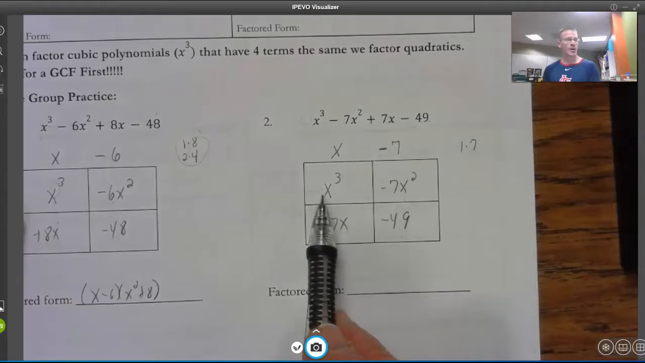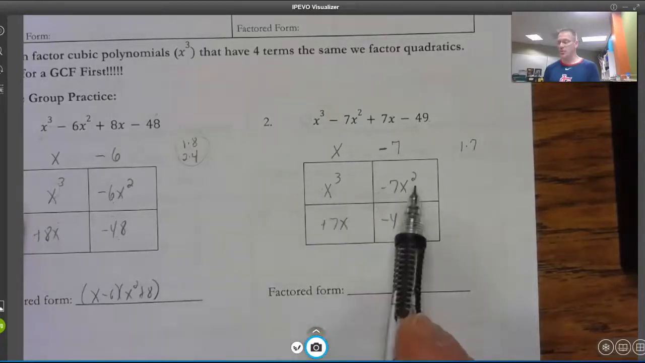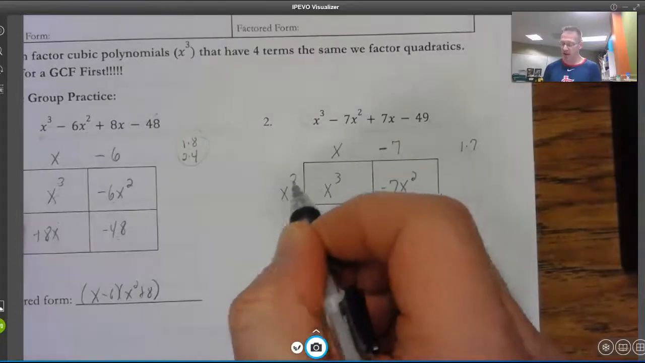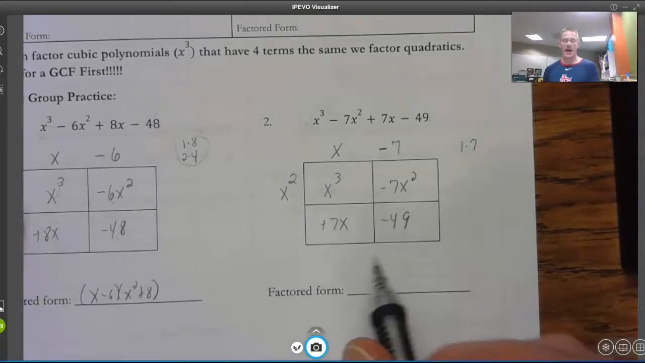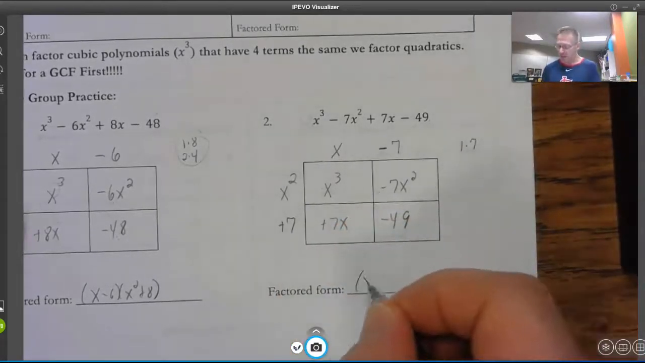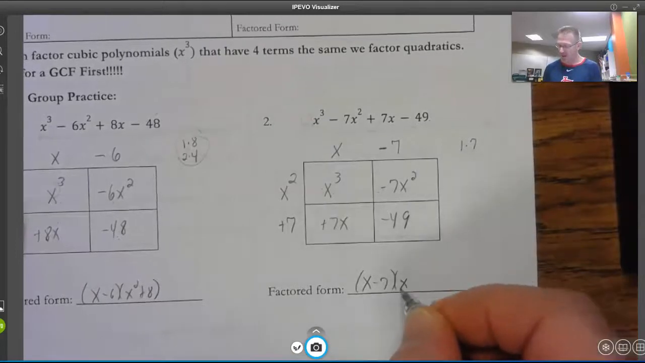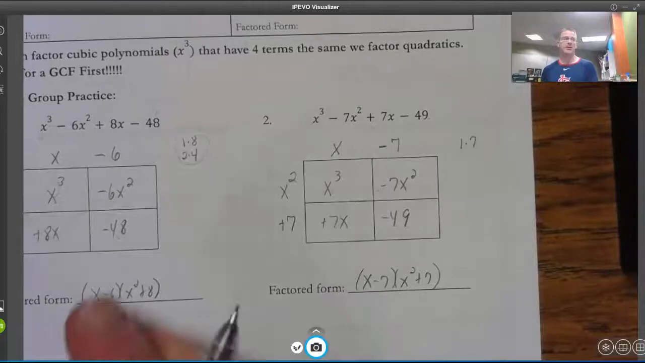Now moving to my first row here. There's a coefficient of 1 here, so there's nothing I can take out for my coefficients, but there are two x's in common, so I can take out x squared. And then moving here, I have 7 and 49 again, which I know because of what I did there, that I can take out a 7 there. And then now we are factored. So x minus 7 times x squared plus 7. And that's all it is.